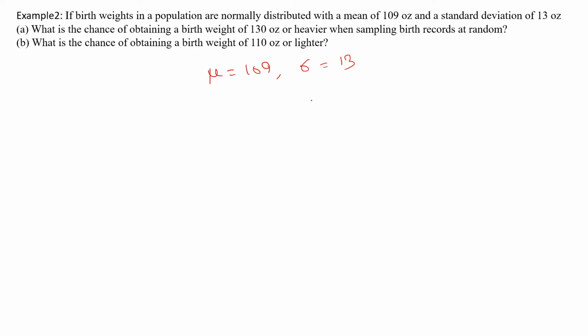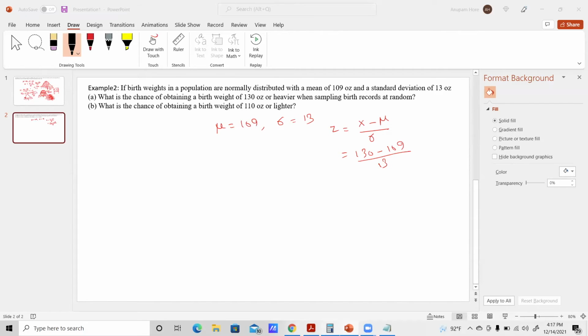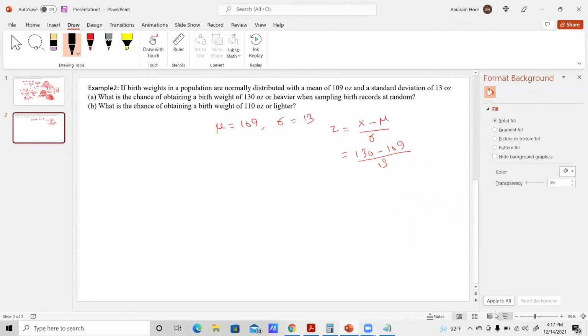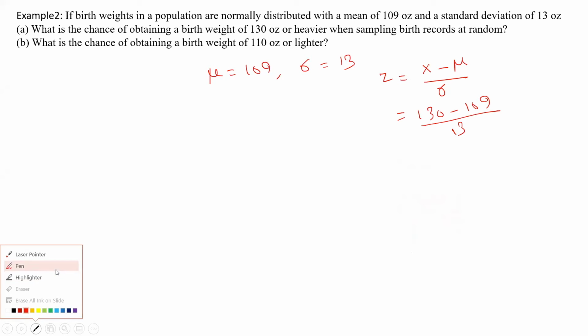So how will we do it? Again, the Z formula. Z is equal to X minus mu by sigma. So here X is 130, minus mu, which is 109, standard deviation is 13. So let me calculate it with the calculator. Just give me a minute, guys. 130 minus 109, divided by 13. So it's 1.62. Okay, so the value that we got for Z is 1.62.